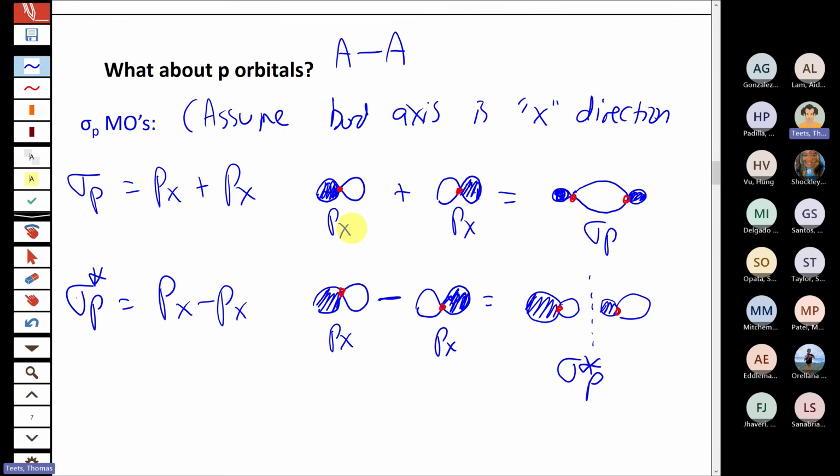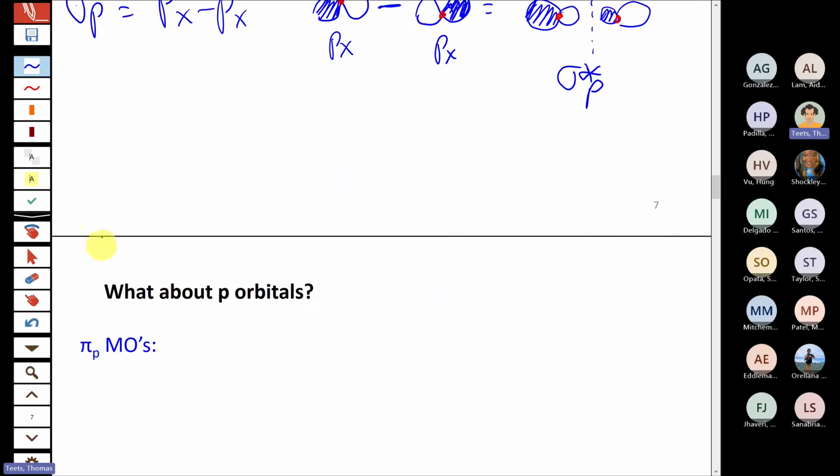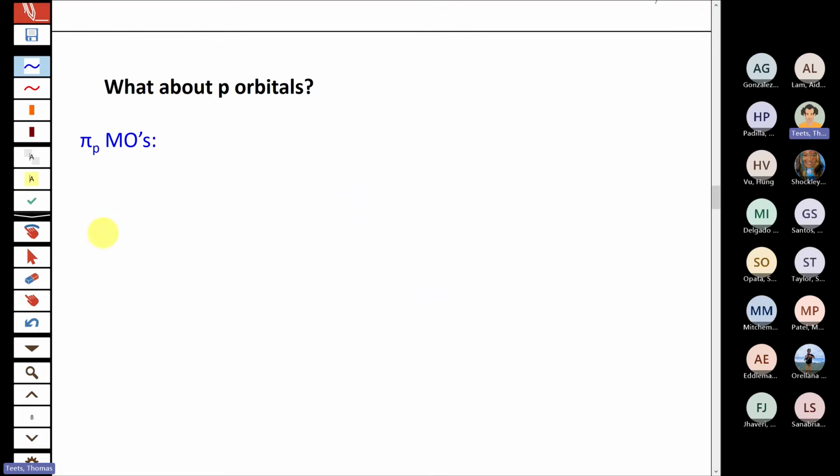But we also have now two other p orbitals that we haven't done anything with. This is px, but we also have py and pz. So what happens with those ones? Well, those are also going to be able to form pi molecular orbitals. All right. So if we do it for, let's call this the y direction.